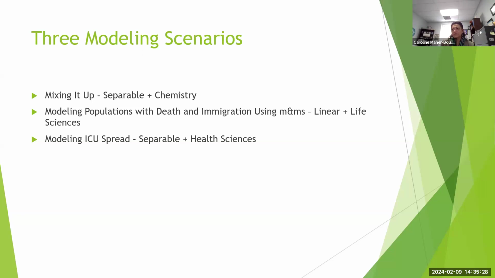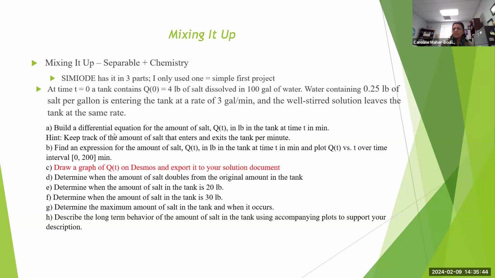And all of these are first order. And modeling ICU spread, also separable, but in health sciences. So I'll talk about each one of them a little bit, and then talk about the rubric. So this is the exact statement of this scenario.